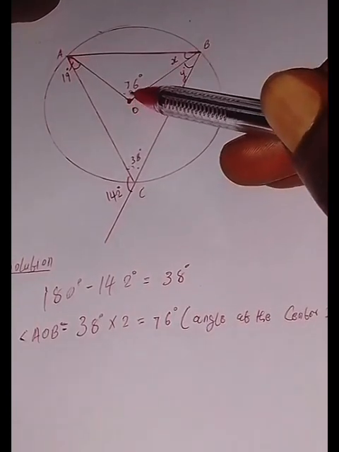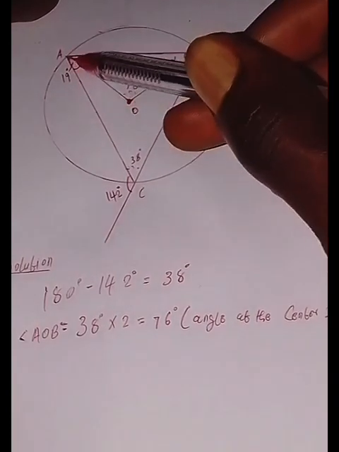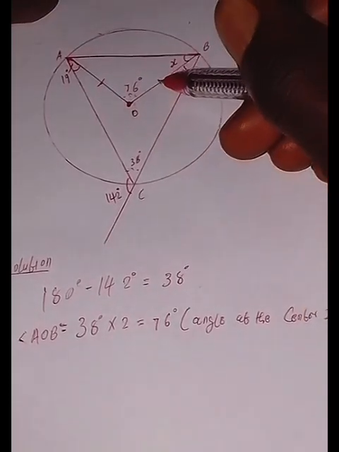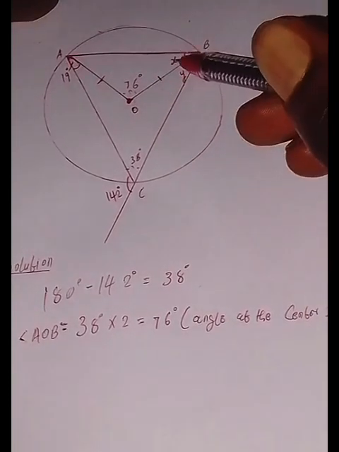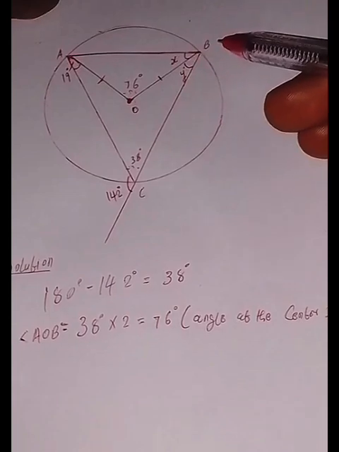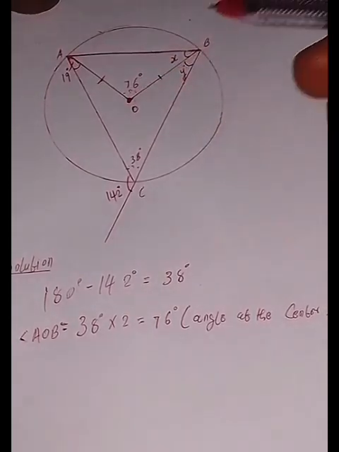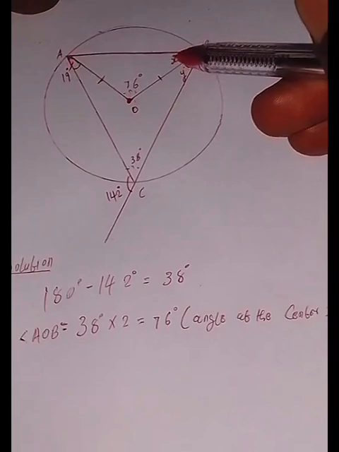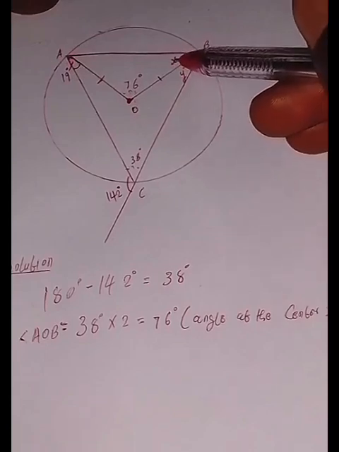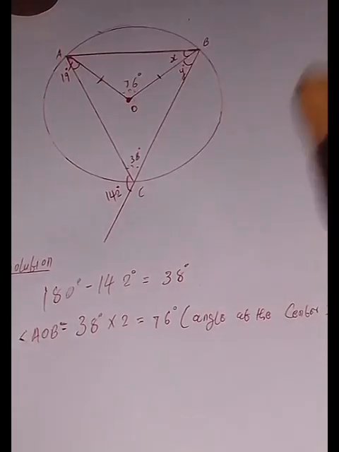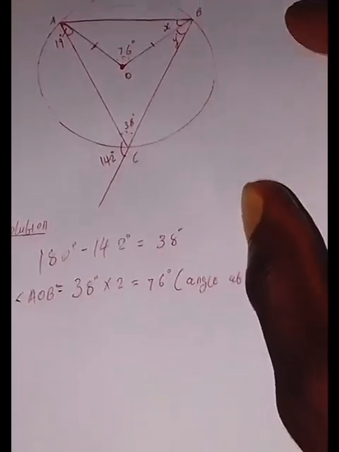And we can also say that this is a radius. So radius here means this side here is the same as this side. So to get the x here, what are we going to do now? We know that the base angles are the same. So x here and x here, because they are the same thing.